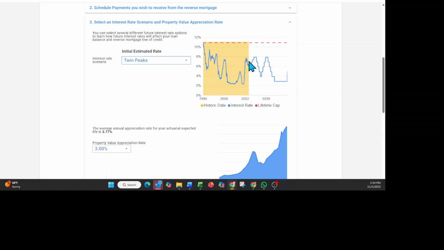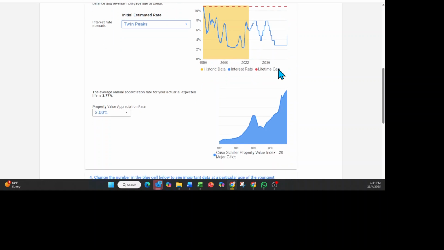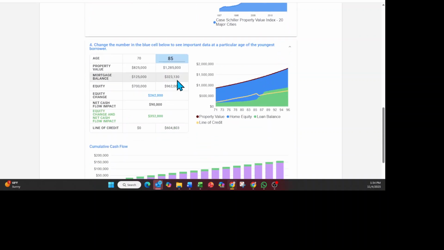Twin Peaks changes the expectation for future interest rates. It's not scientific, it just says rates go up and down in the past, so maybe they'll go up and down in the future. This is, on average, a higher rate than what we just looked at. That means we're going to see a higher amount in the loan balance in the future and a higher amount in the line of credit in the future.